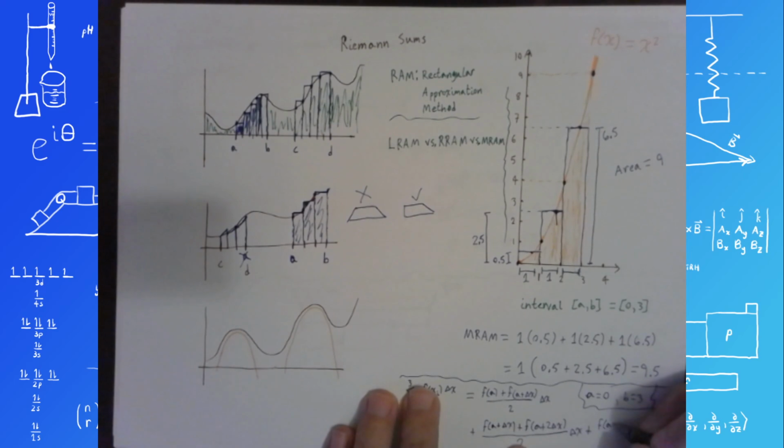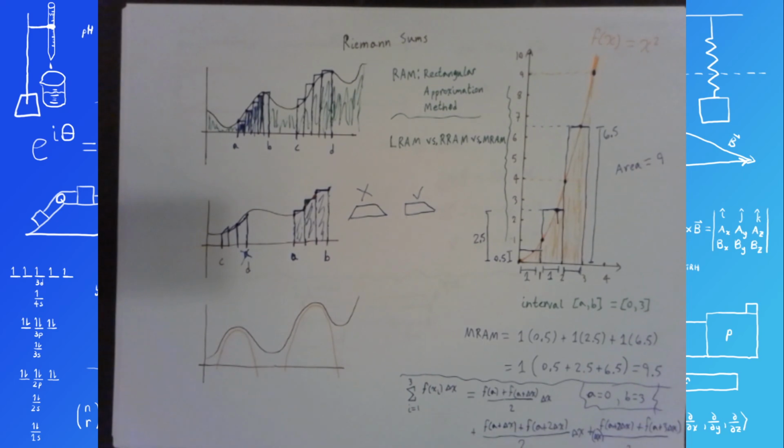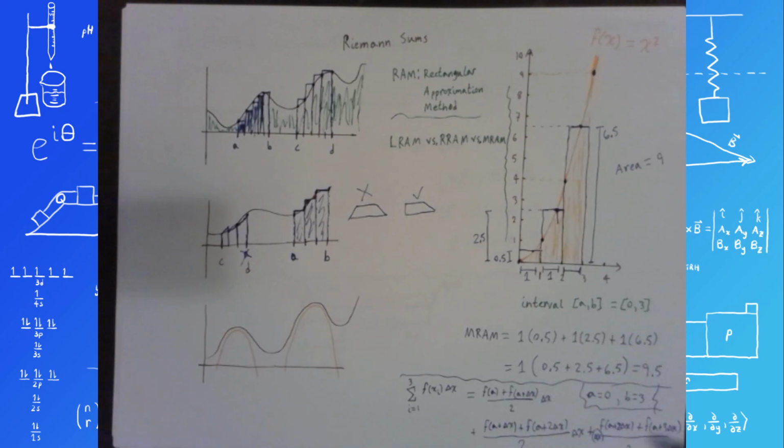f of a plus 2 delta x plus f of a plus 3 delta x over 2, and then all times a delta x, which I don't have the space for. I guess I'll write it out here, delta x. Yeah, that's not very legible, but hopefully following the pattern of those first two terms, you can see what this third term is supposed to be.